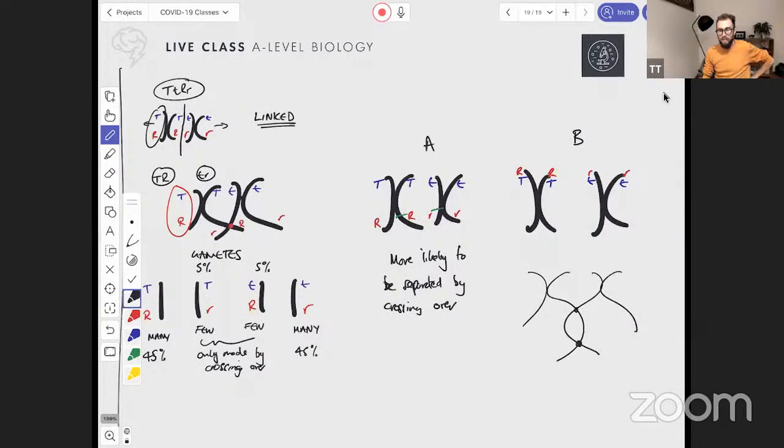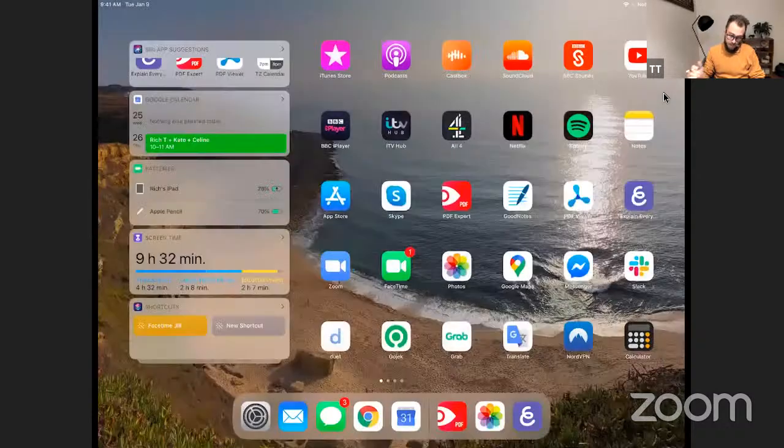We don't go into huge amounts of detail in the A-level biology spec. The thing you need to know is that the closer two genes are on the same chromosome, the less likely it is for them to be separated by crossing over, or alternatively, the further apart they are on the same chromosome, the more likely they are to be separated by crossing over.